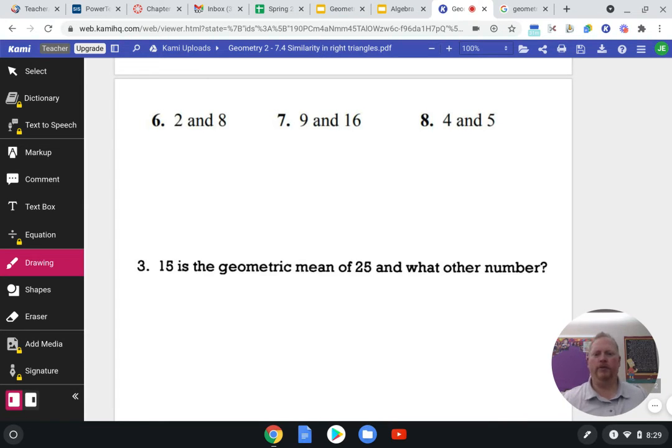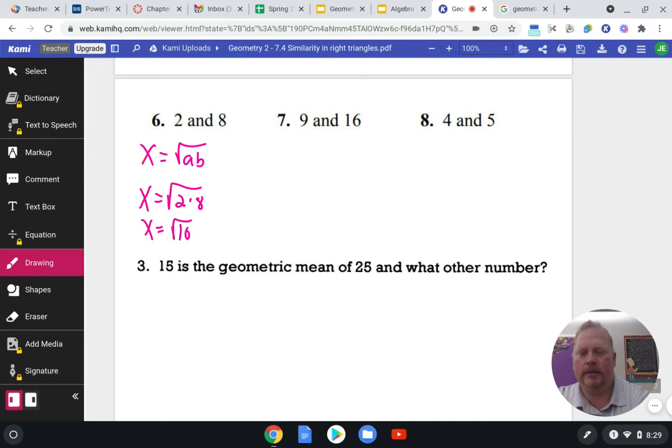So here we have a few problems, 2 and 8. To find the geometric mean between 2 and 8, I'm going to use that formula. So x equals the square root of 2 times 8. X equals the square root of 16. So x equals 4.